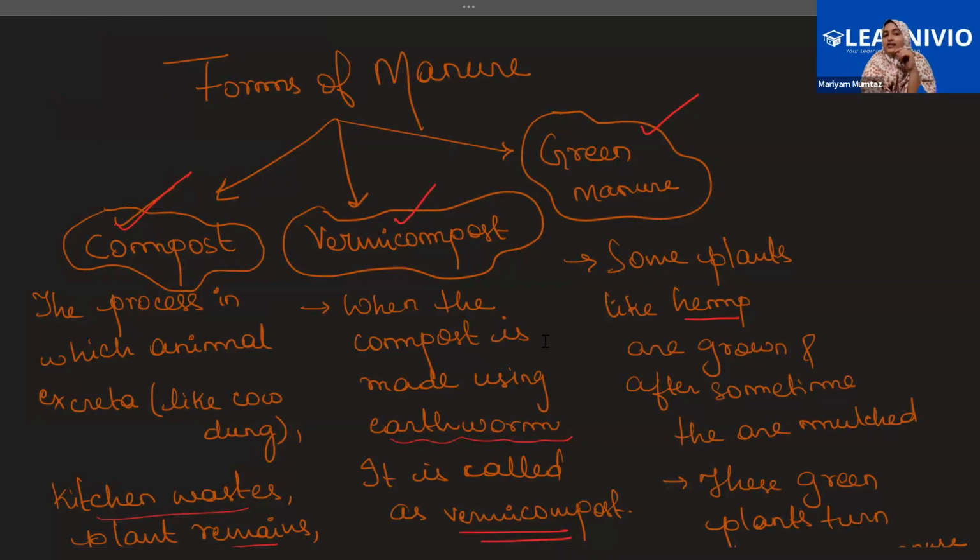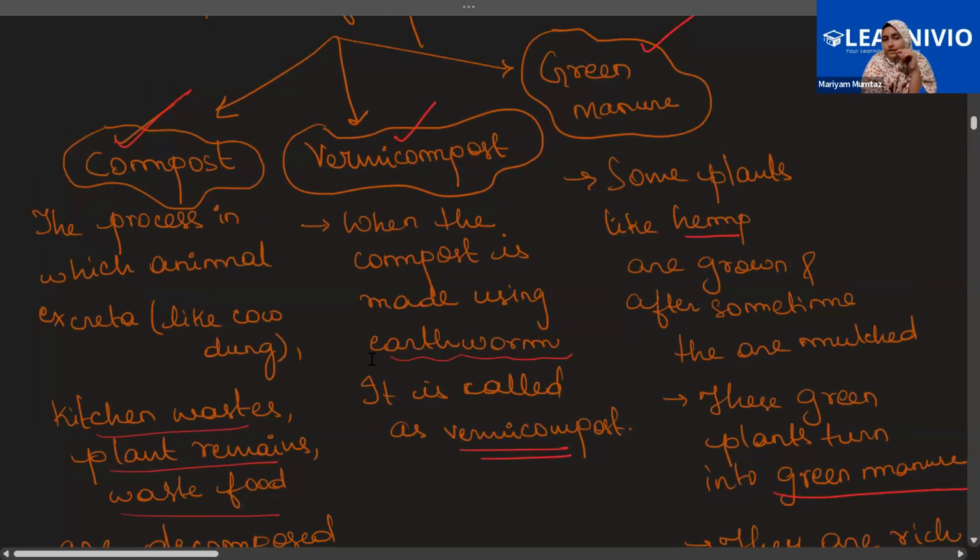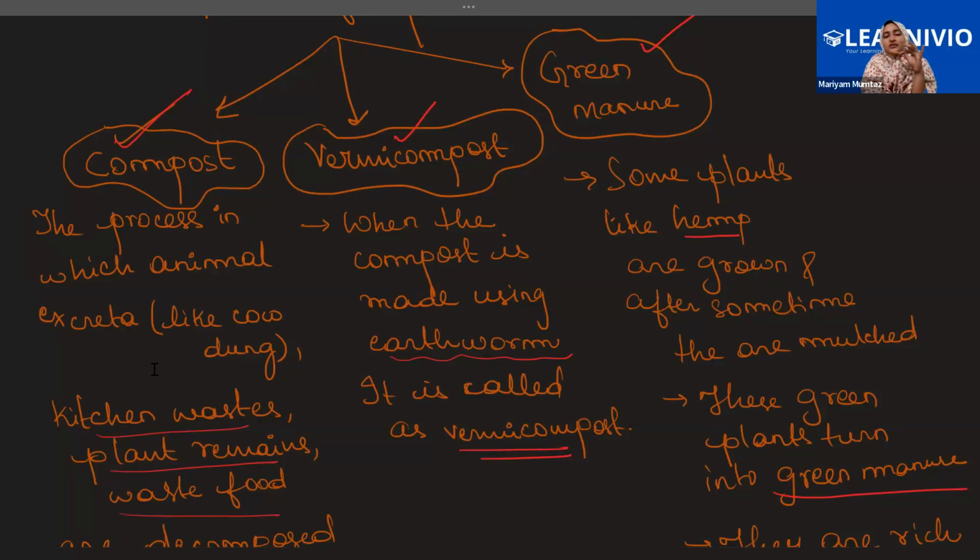The first one is the compost. Then there is vermicompost, and lastly there is green manure. Now, when we talk about compost, it is the process in which animal excreta, the most common of which is cow dung, is used.